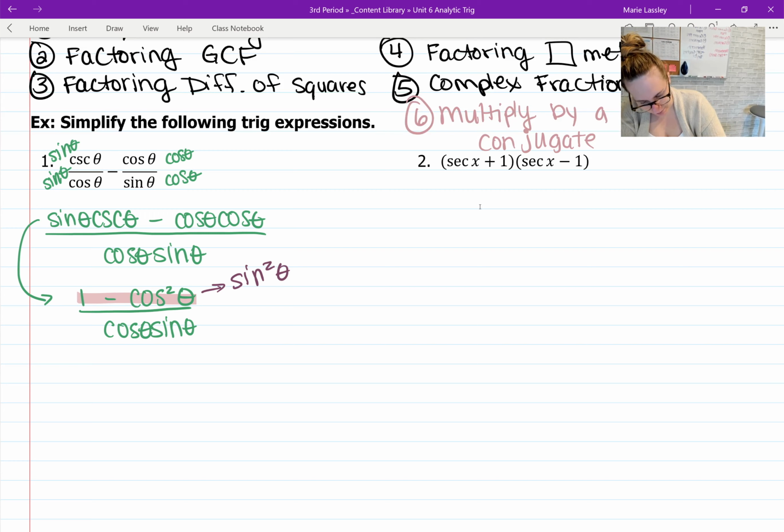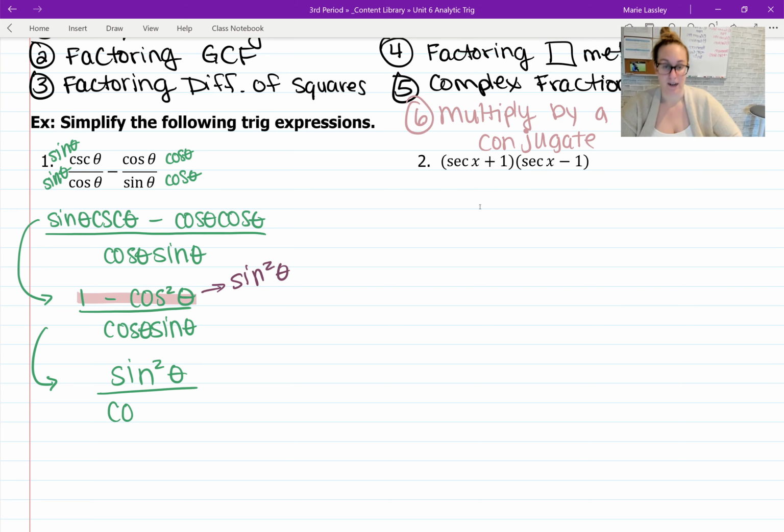So my next step: I replace 1 minus cosine squared with sine squared over cosine theta sine theta. Now we have sine squared over sine. We can simplify that. All of this is multiplying, so we can rewrite it. Sometimes people like to rewrite this: sine squared is sine times sine, over cosine times sine.